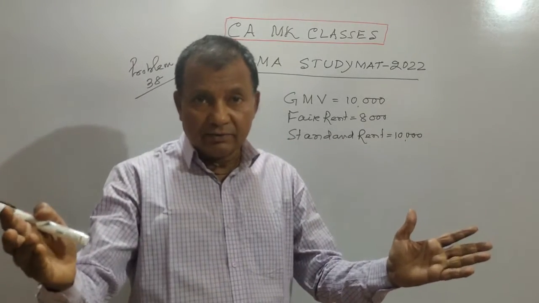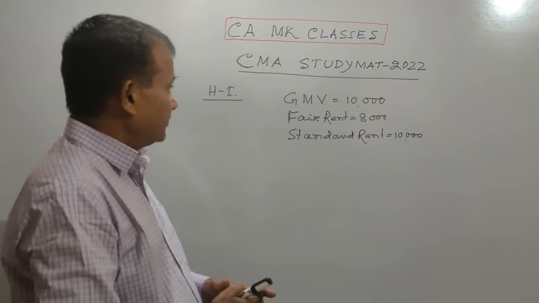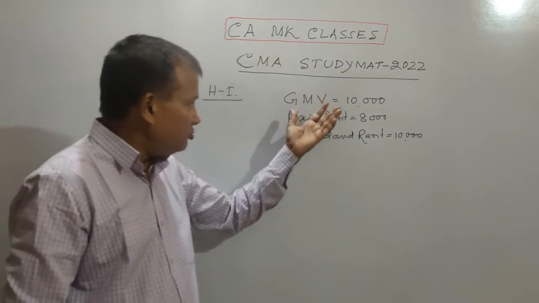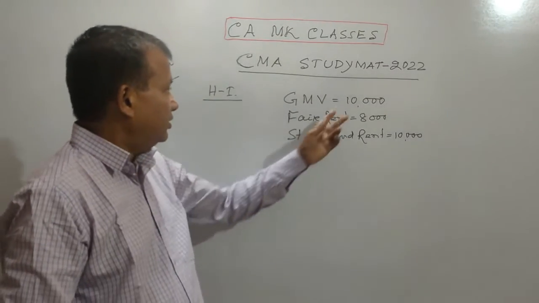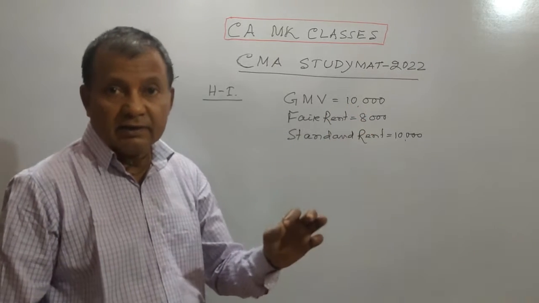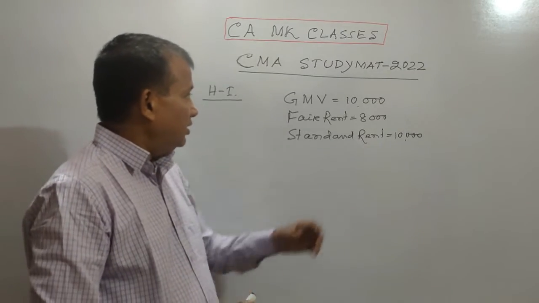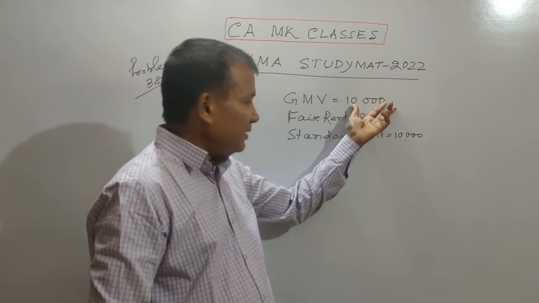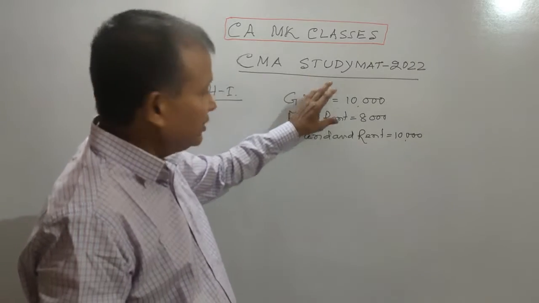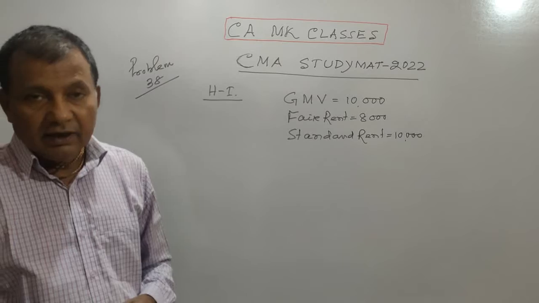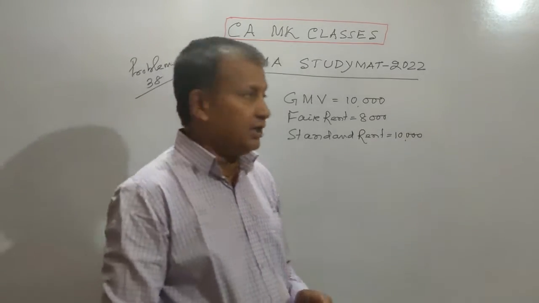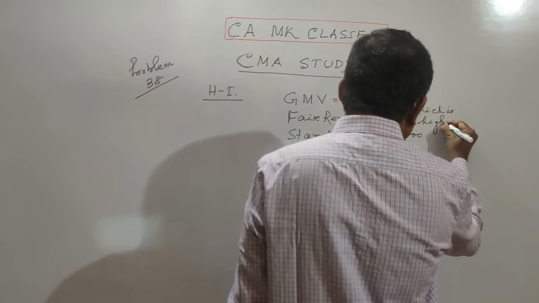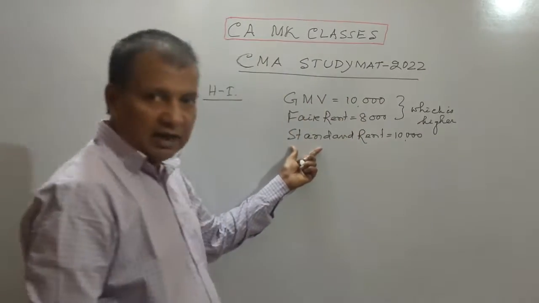So let us come to the flow chart which we had discussed in class 1, and also many times. Step 1: municipal value or fair rent, whichever is higher. Out of municipal value and fair rent, 10,000 is the higher amount. Then this goes to the second step. You have to compare this with the standard rent of 10,000, whichever is lower. Both are 10,000.